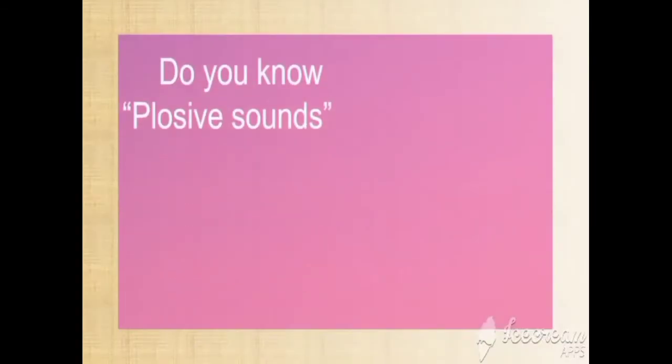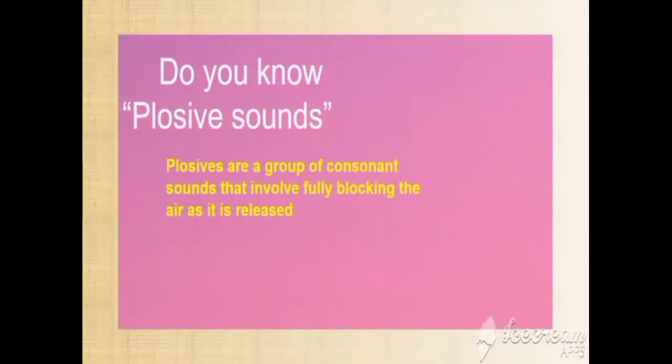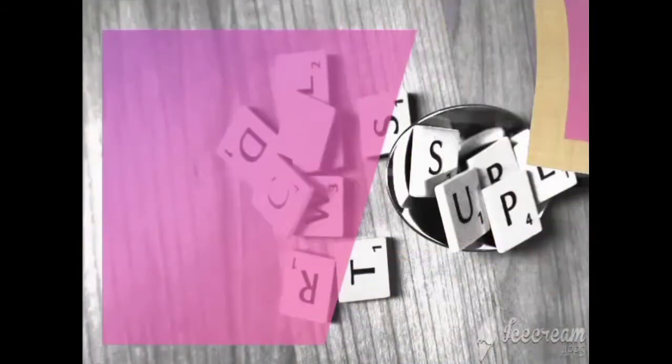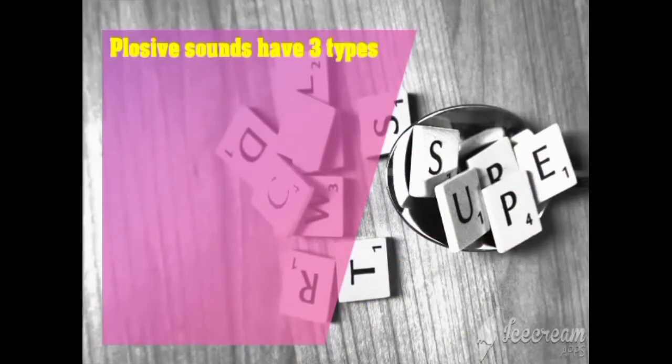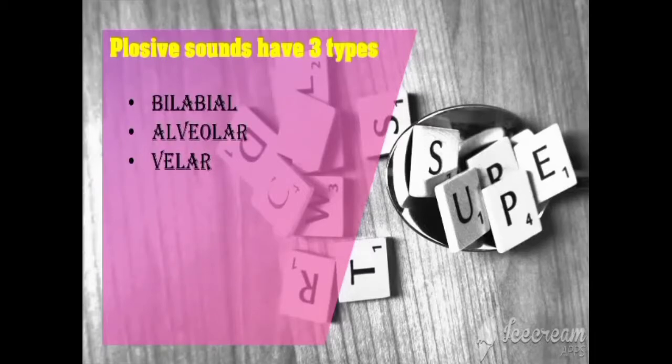Do you know plosive sounds? Plosives are a group of consonant sounds that involve fully blocking the air as it is released. Plosive sounds have three types: bilabial, alveolar, and velar. Now we talk about the definitions.